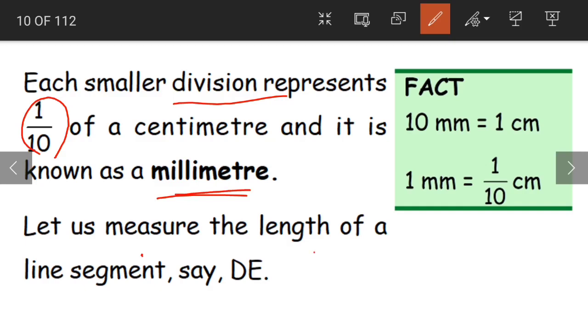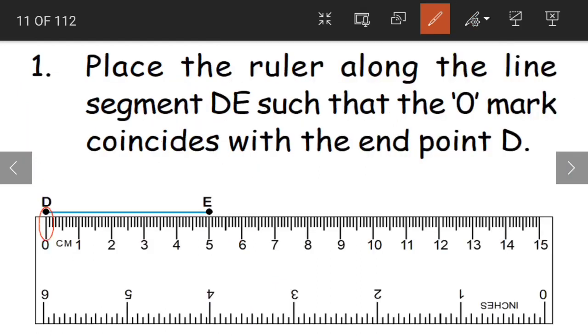Let us measure the length of line segment, say DE. So now as we have learnt about what a scale is and what the different markings on the scale are, let us look at the measurement of a line segment using a scale. Now place the ruler along the line segment. See, this is our line segment here, DE.